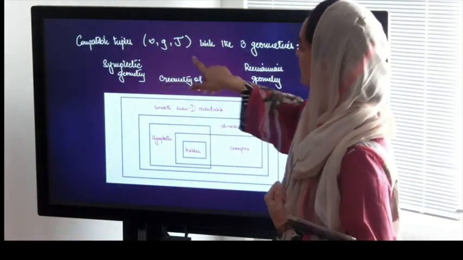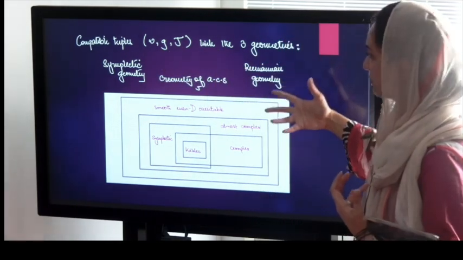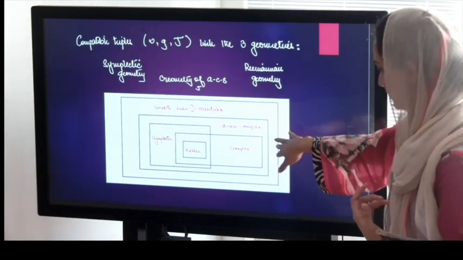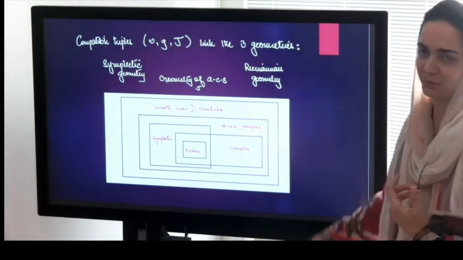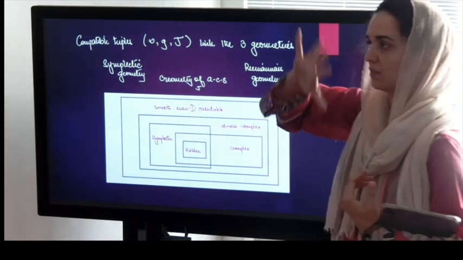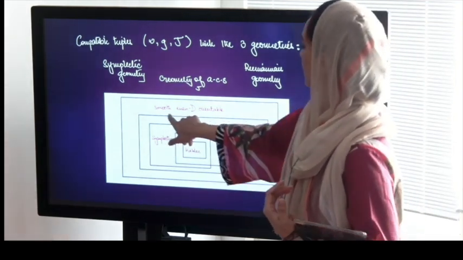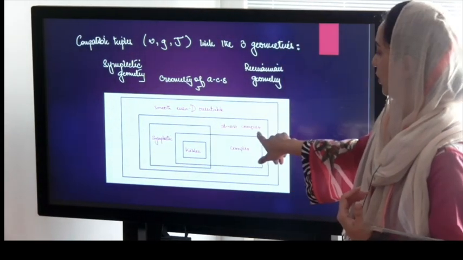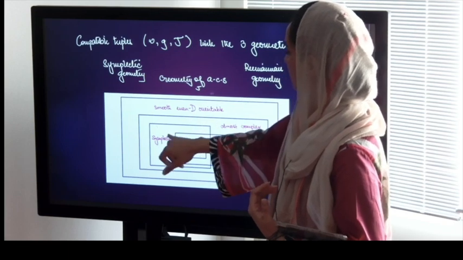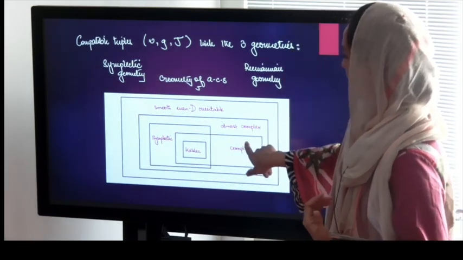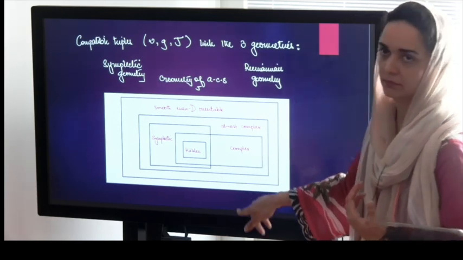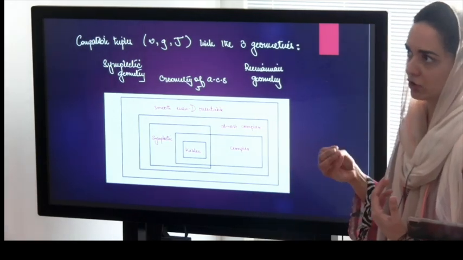So compatible triples, omega, g, J, link three geometries. I've already said that. And you see this nice picture. This is not out of Anna's book, but you find a similar diagram in Anna's book. It says a smooth, even dimensional, orientable manifold. You see, we started with this. Inside, we have some of them that can be equipped with an almost complex structure. Symplectic ones are where that almost complex structure is omega compatible. And the complex ones are again a subspace of, fewer than, almost complex. So there are some for which the almost complex structure is induced by a complex one.